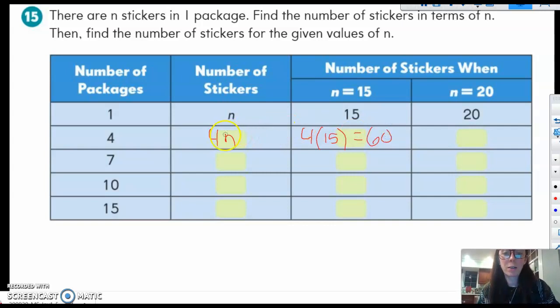Okay, so you're writing your expression here, evaluating in this column, and the same thing in this column, but now my value of n is 20. So I'm going to do 4 times my 20, and I get an answer of 80. Okay, so after you watch this video, you're going to be asked to fill out the same chart on a Draw It slide in your Nearpod.